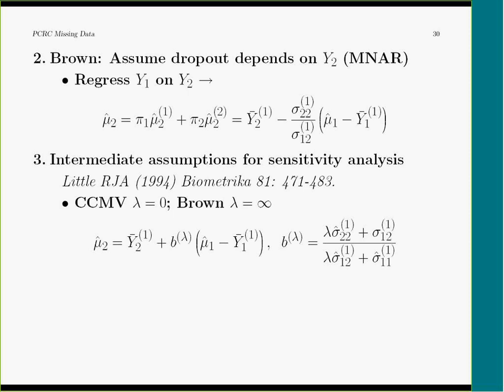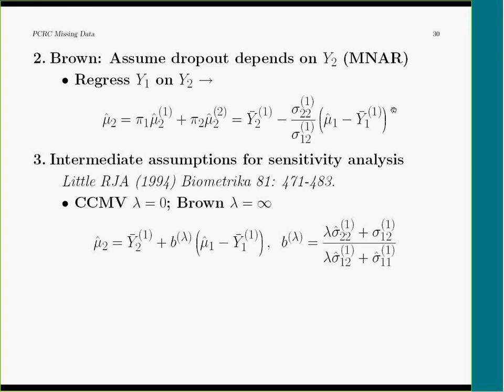If we flip it around and assume that the dropout depends completely on the post data, we use the same subset of patients and we regress Y1 on Y2, and with even more flipping around we get these predicted values at time 2 for those that have missing data, and the estimator can look like that.